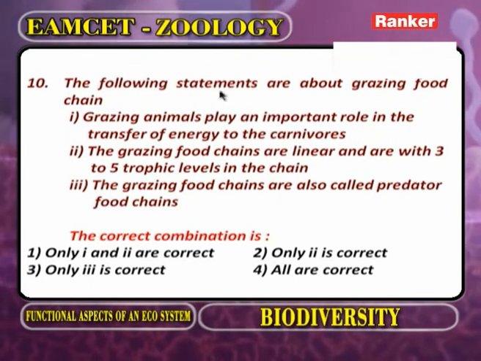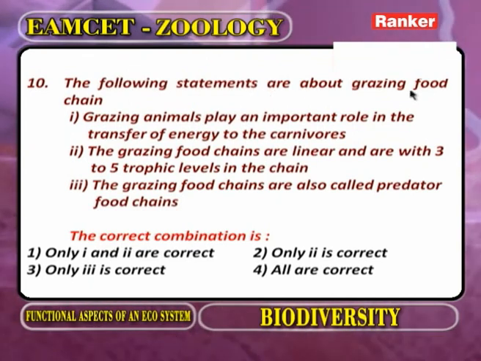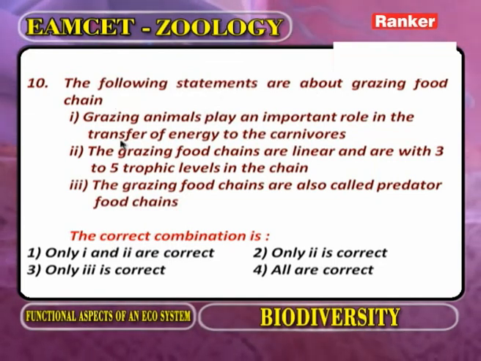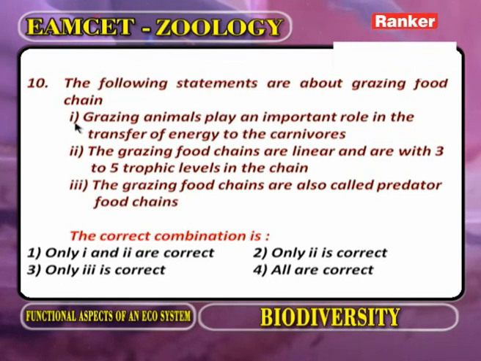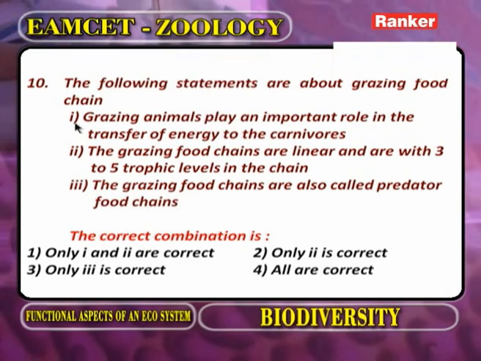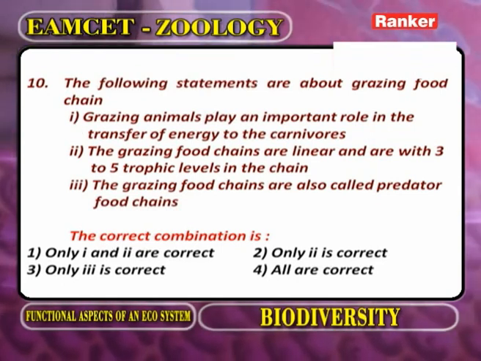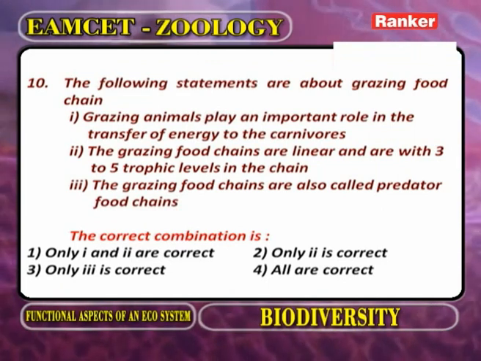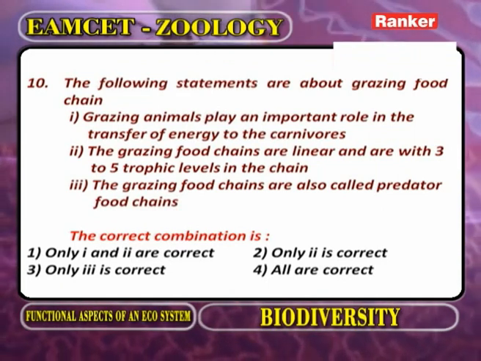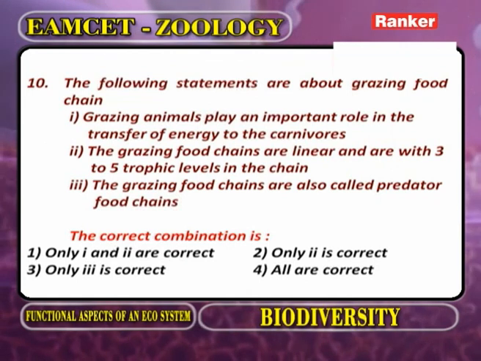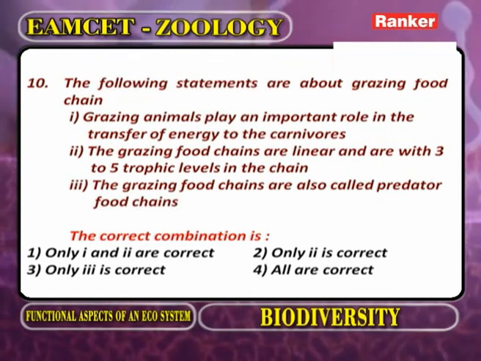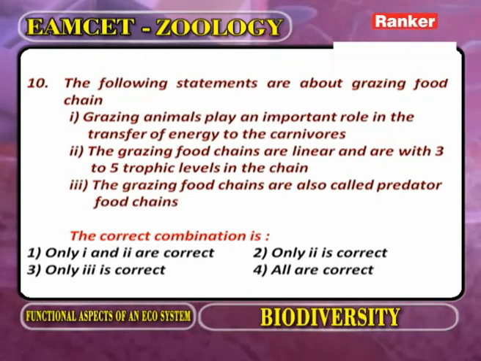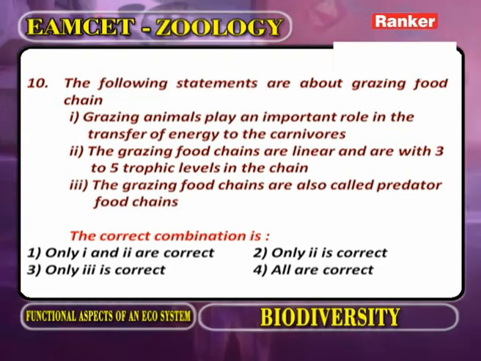The following statements are about grazing food chain. Now we have to discuss the food chains. We know very well the food chains are of two types. One we call the grazing food chain, and the second one we call the detritus food chain. What is meant by grazing food chain? All grazing animals are herbivores. In the grazing food chain, the animals are arranged one above the other. That is a linear arrangement.